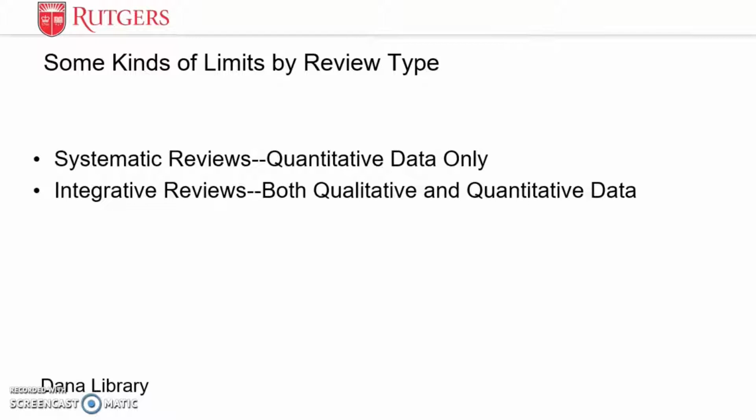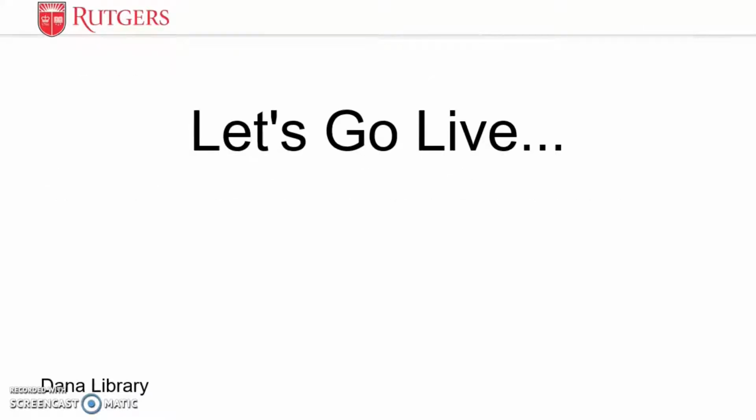Again, the limits by review type are not consistent. Systematic reviews is a special limiter that you can get to from the advanced screen, and integrative reviews have to be requested as an additional search term. So these are not consistent, but they're all very useful. So let's go live and we can show what some of these things are.